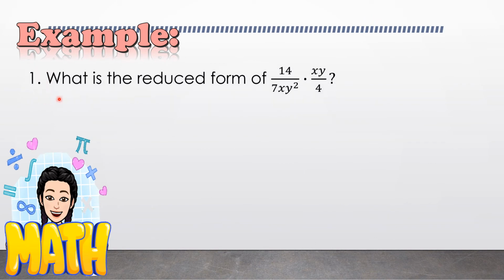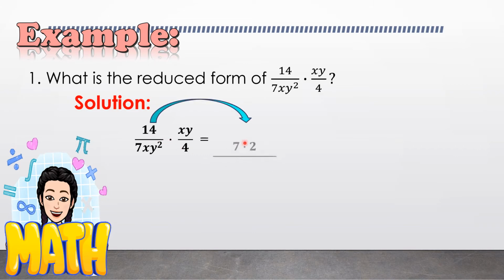Example 1. What is the reduced form of 14 over 7xy squared times xy over 4? For our first step, we are going to factor each term. So for 14, we have 7 times 2. For 7xy squared, we have 7 times x times y times y.